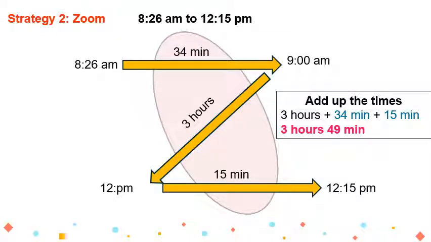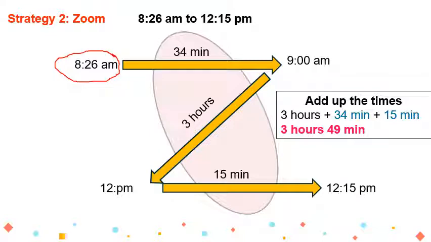Another strategy you might like to use is called the Zoom strategy. So I'm using the same times here, 11:26 a.m. to 12:15 p.m. Now I know 12 p.m. is midday, so it's not like in the middle of the night, so I don't have to go any further than that. But what I do first is I write my starting time here, and I kind of like to draw this shape, this kind of oval or whatever shape in the middle, and that's where I'm going to keep all the elapsed time.